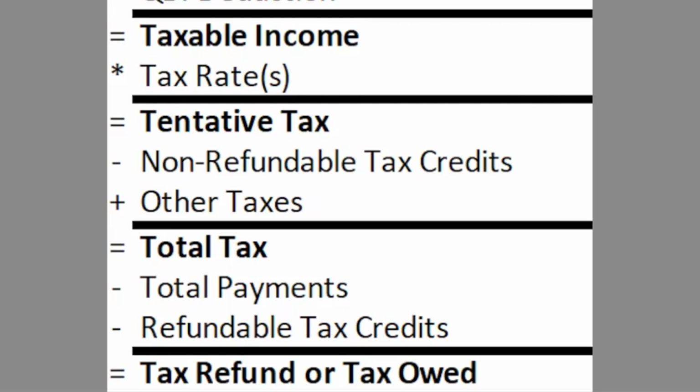That equals tentative tax. You subtract out the non-refundable tax credits, add other taxes, and now you have your total tax. You subtract out your total payments made throughout the year. Lastly, subtract refundable tax credits, and that gives you your tax refund or taxes owed.